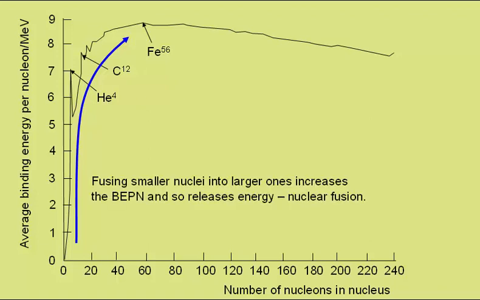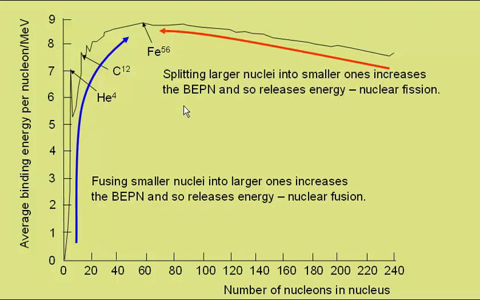Summarizing that here, we're fusing smaller nuclei into larger ones. This increases the binding energy per nucleon, and so releases energy. This is what occurs in nuclear fusion. Heading in this direction, splitting larger nuclei into smaller ones, again approaching iron-56, also increases the binding energy per nucleon and will release energy. I've summarised that here.